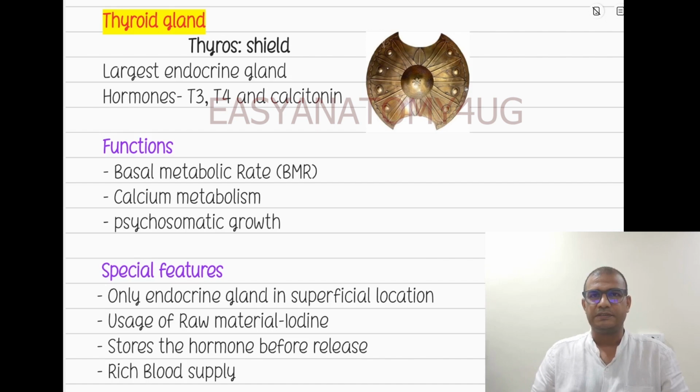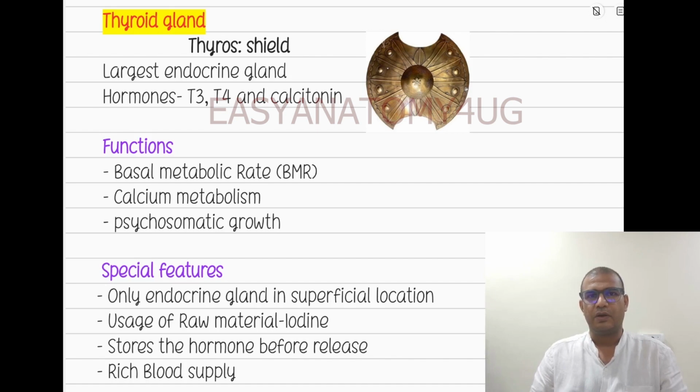There are different functions attributed to the thyroid gland, like maintenance of basal metabolic rate. Then through the hormone calcitonin, it regulates calcium metabolism, and it is responsible for psychosomatic growth.